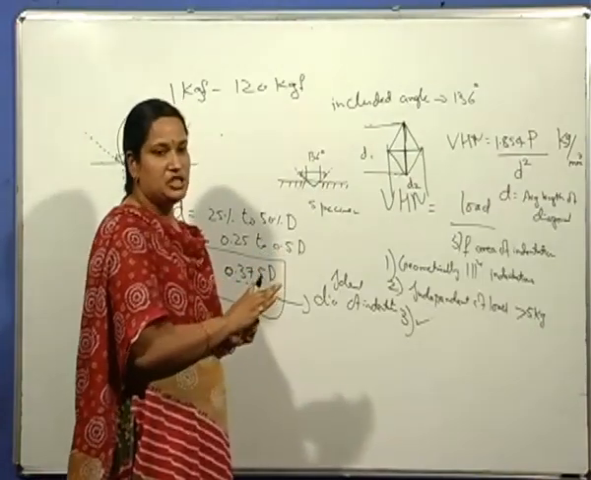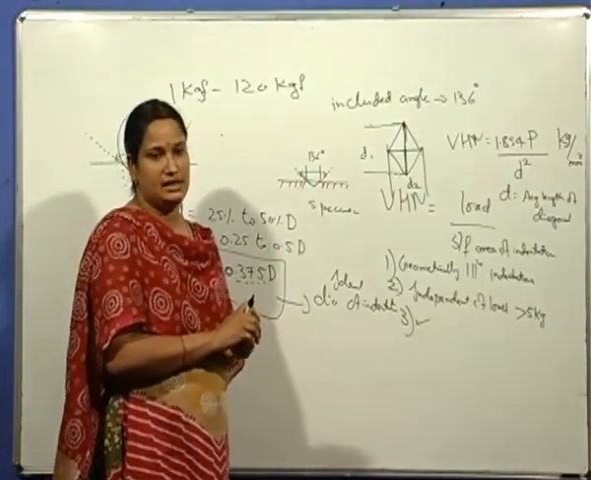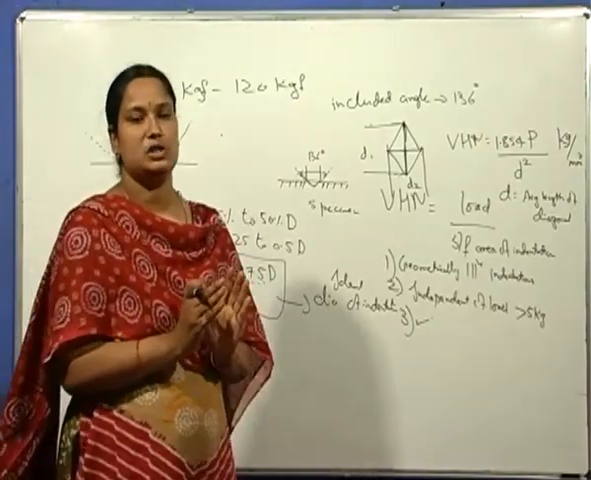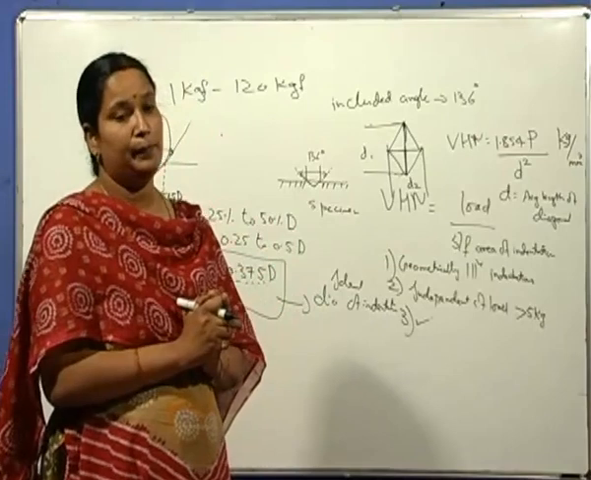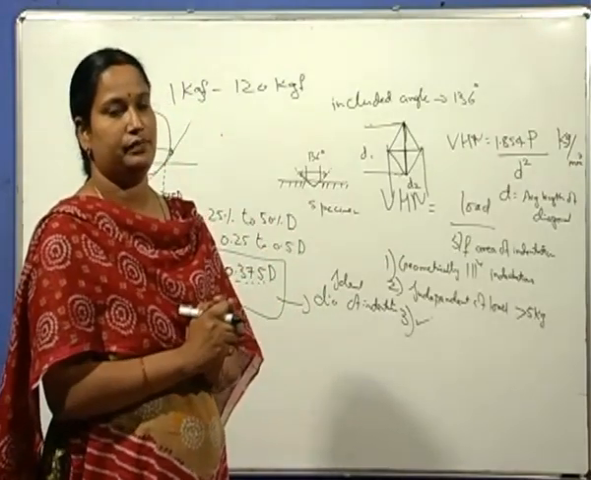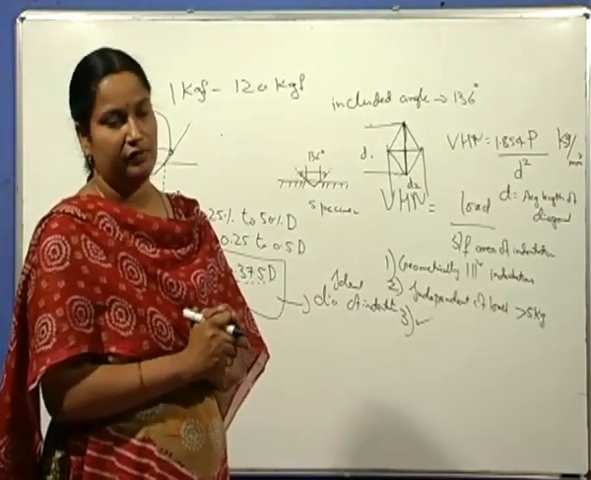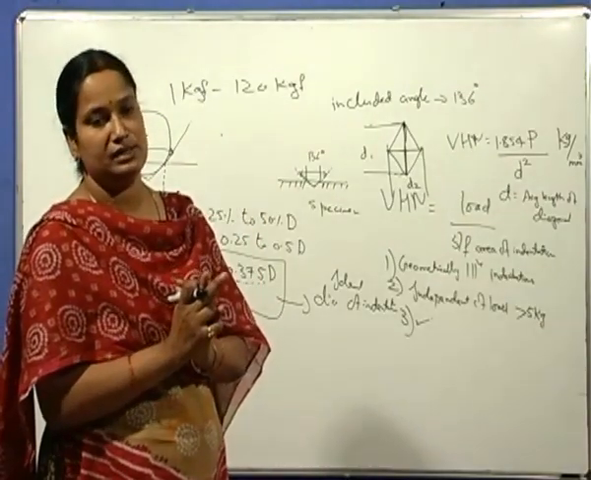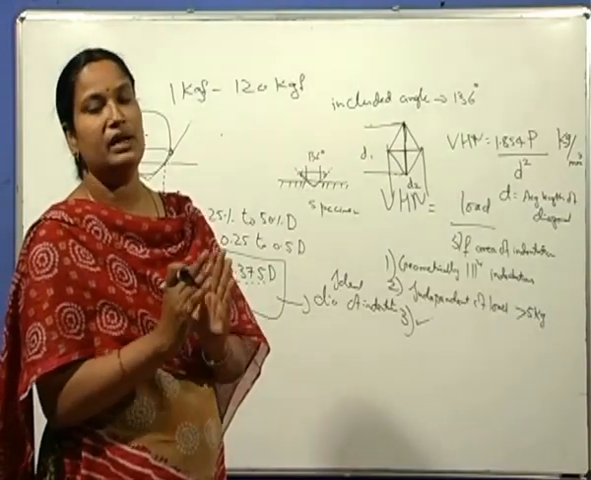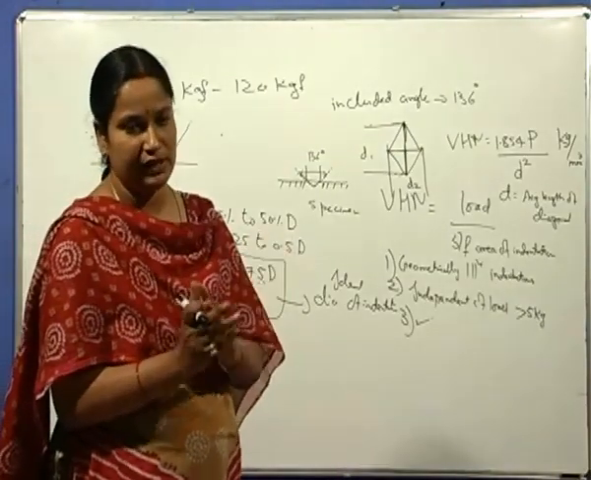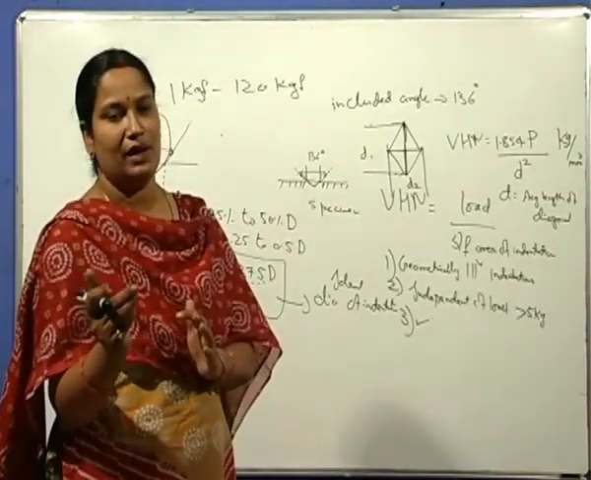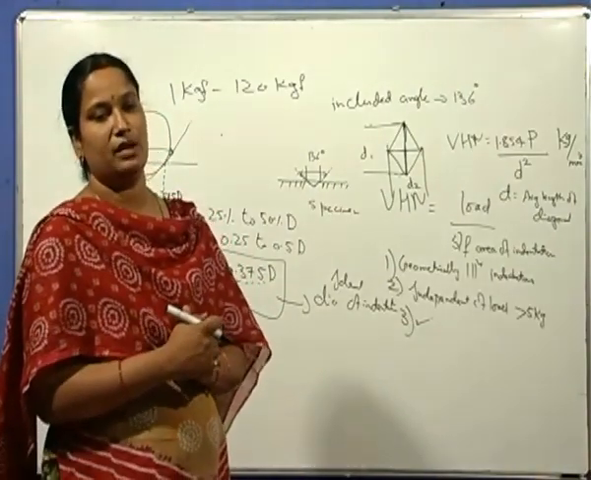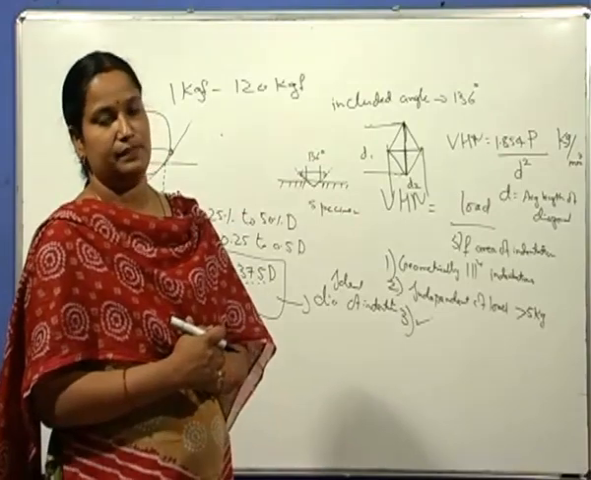So, a comparison between the Brinell and Vickers hardness tests. The Brinell and Vickers hardness values are almost similar up to a value of 300. Beyond 350, Vickers hardness and Brinell hardness are not similar. Brinell hardness deviates from Vickers, and the hardness values keep on decreasing for Brinell when compared to Vickers.